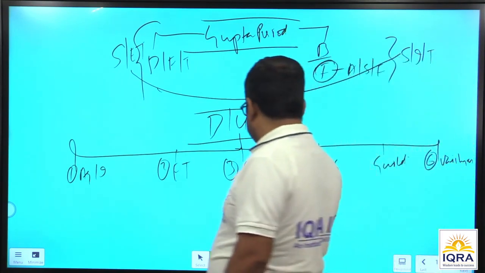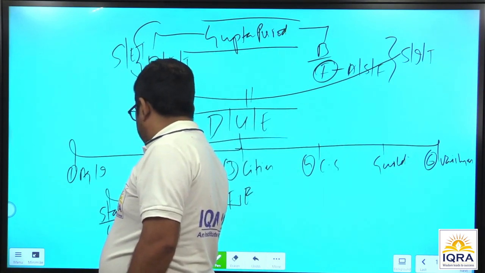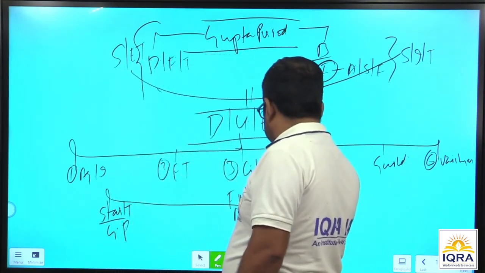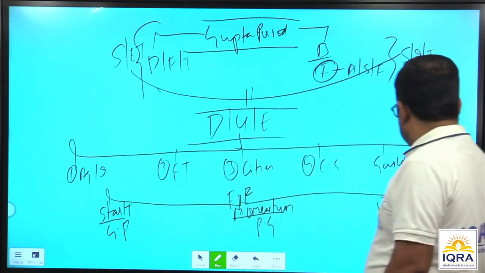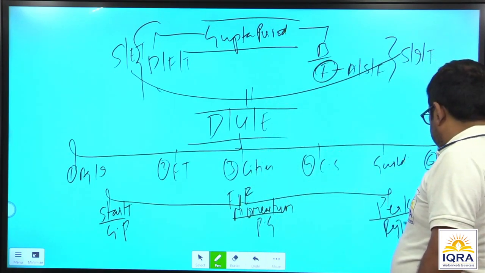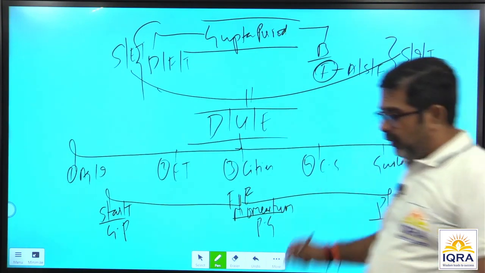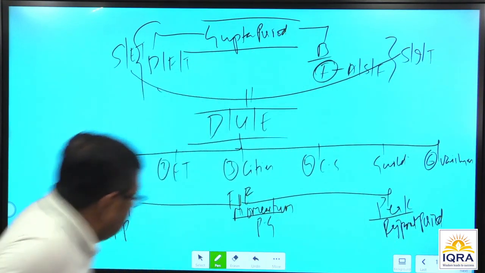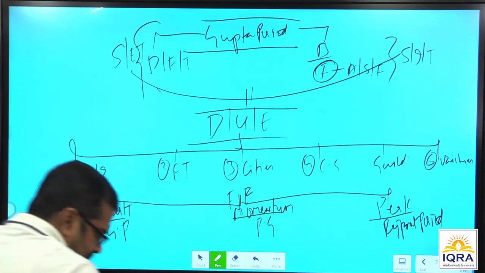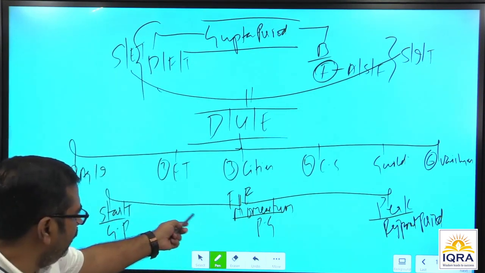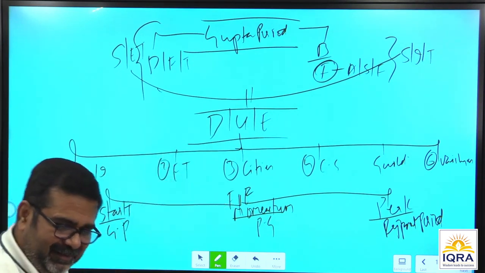Feudal economy starts from the Gupta period, gains momentum in post-Gupta, peak in Rajput period. Make this entire diagram. Feudal economy starts from Gupta period, momentum in post-Gupta, peak in Rajput period.